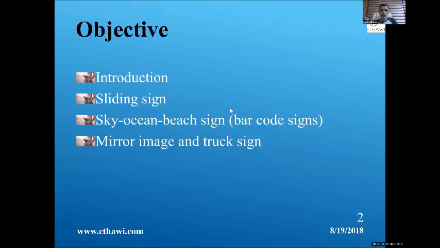So the objectives of this session: an introduction, then the importance of the sliding sign, and then we'll talk about the very important sky, ocean, beach sign, or what we call the barcode sign, and we'll also be describing the mirror image sign and the truck sign.